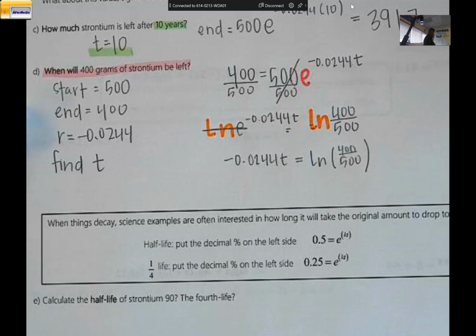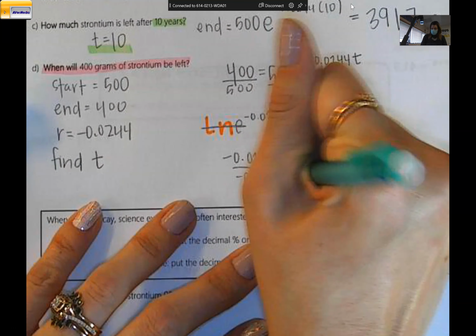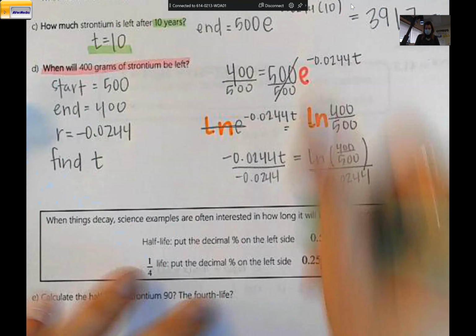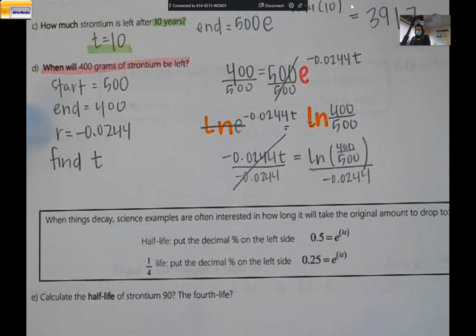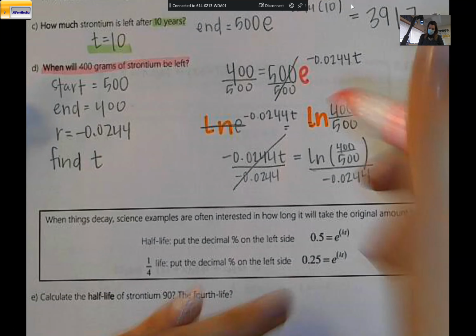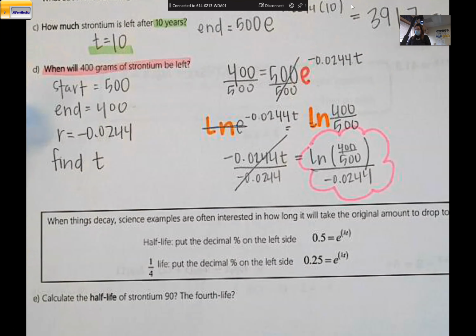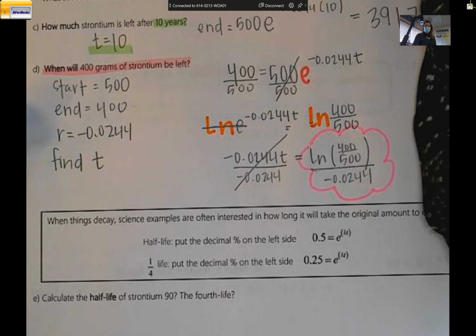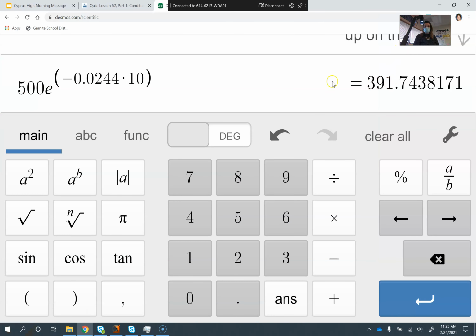And then your very last step is going to be divide. So we divide by the rate of negative 0.0244. So this guy is what I'm going to plug into Desmos. And I'm going to plug it in exactly like that. So when I go to Desmos, I'm going to hit the fraction button first.